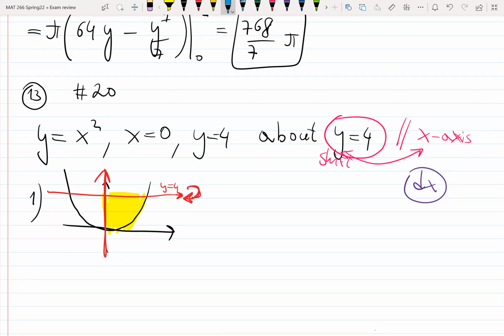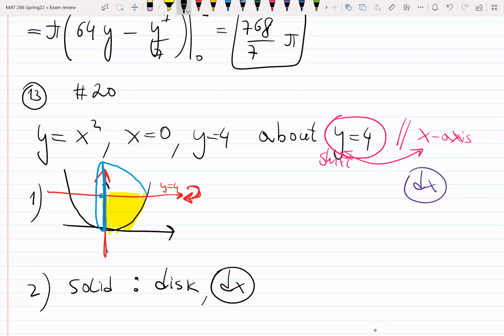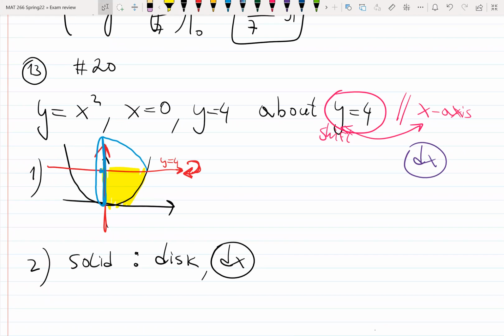Then, as you can see, since there is no gap between the axis of rotation and the area, the volume of the object we receive is solid. There's nowhere to pour water in it, and it will not stay anywhere. It's a completely filled in object, solid. So, what do we know? Okay, we know it's a solid object, so it's going to be disk. Also, it's a dx because we're rotating about something that's parallel to x-axis.